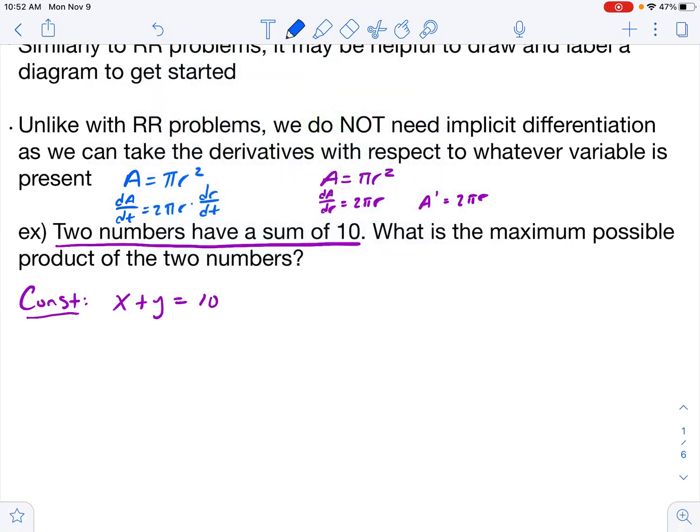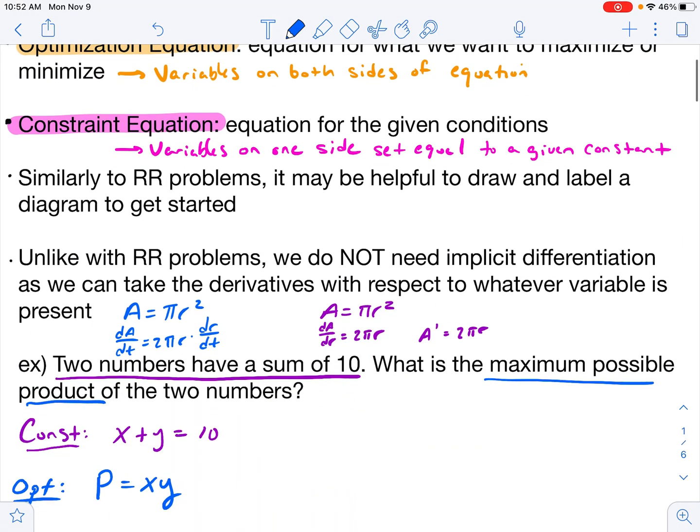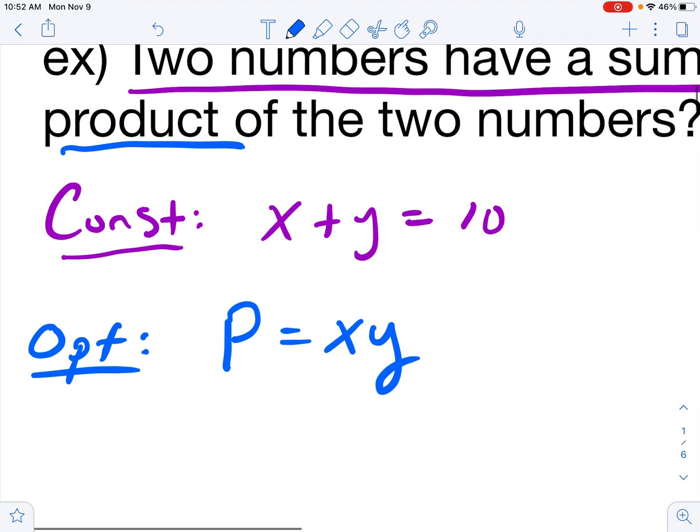The optimization now is the thing I want to maximize or minimize. What is the maximum possible product of these two numbers? So I'm going to use p for product. And how do I find the product of two numbers? Well, we multiply. So using the letters x and y, the constraint is that they add to 10. That's the purple equation. We want to find the max product, p equals xy. And like I commented up here, notice we have variables on both sides of the equation for the optimization. I want to maximize that in terms of x and y. The constraint is set equal to a given constant.